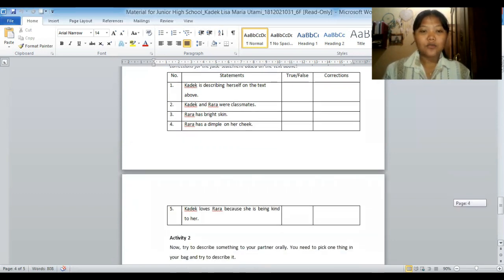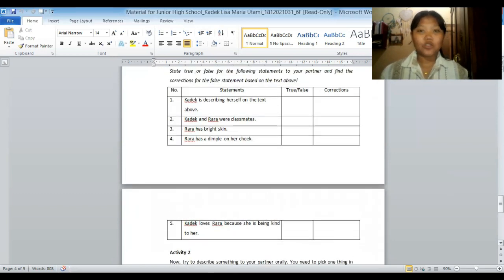Again, this is just for speaking. The teacher will monitor around the class to see whether students are active and speak confidently, and just follow the instructions here, because it's only stating true and false. And false means it needs a correction.